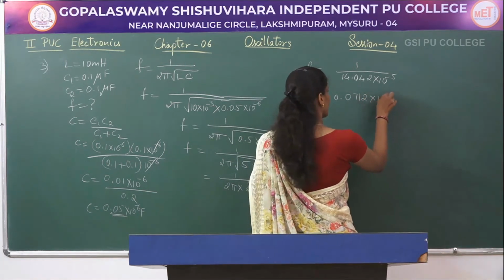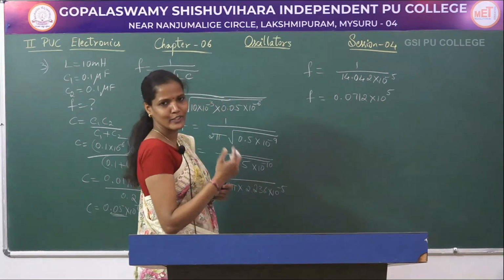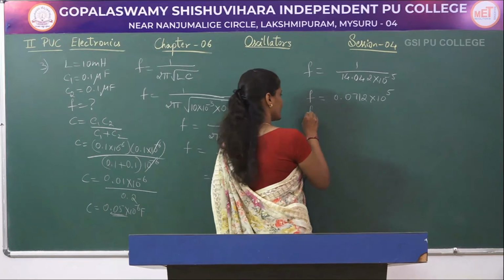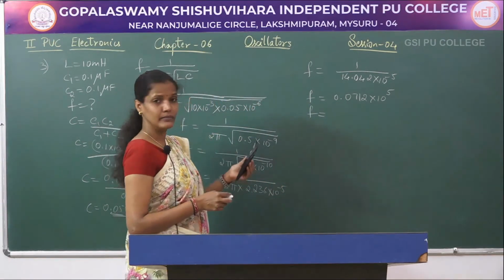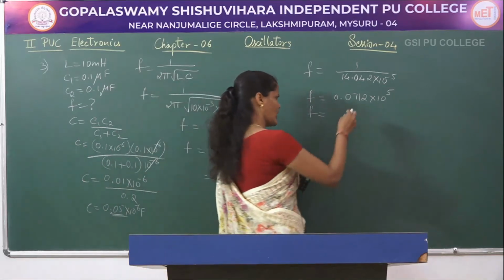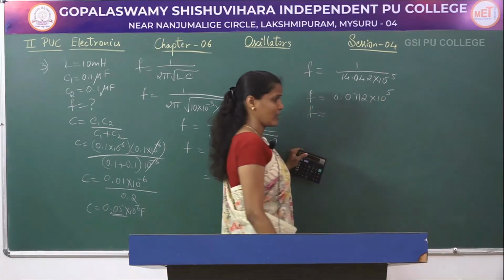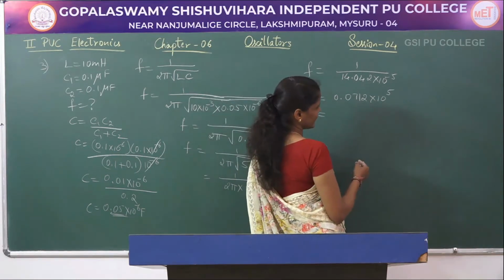0.0712 into 10 to the power of plus 5. That is, minus 5 is in the denominator. When it goes to the numerator, it will become 10 to the power of plus 5. So frequency will be in terms of kilohertz, megahertz, gigahertz and so on. So I am having 10 to the power of plus 6. So let me convert this into 10 to the power of plus 6, that is, megahertz.